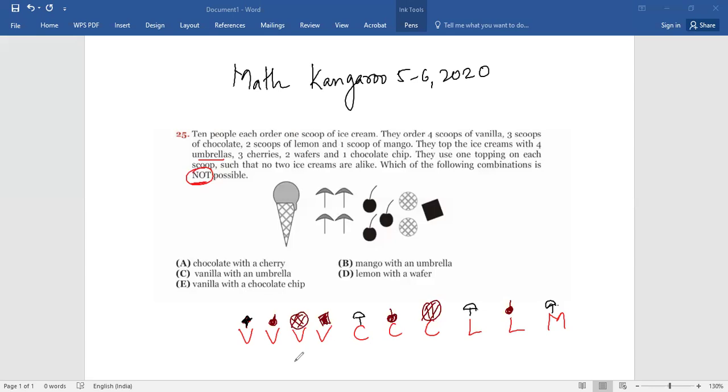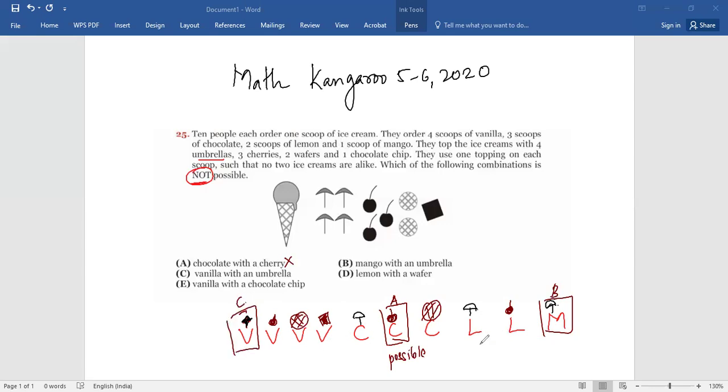So now what is not possible? Let's just check the options. Chocolate with a cherry, which is option A. So this is possible. Since this is possible, this is not my answer. Mango with an umbrella. So you have a mango with an umbrella, which is here. Then vanilla with an umbrella. So I do have vanilla with an umbrella.